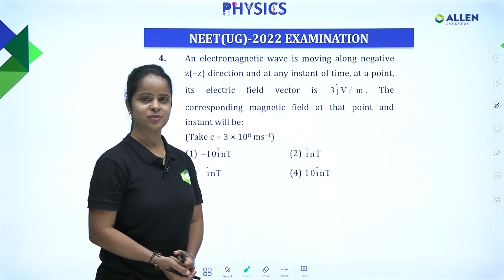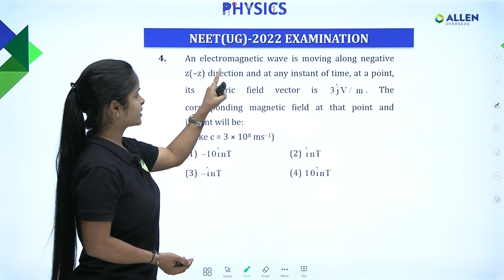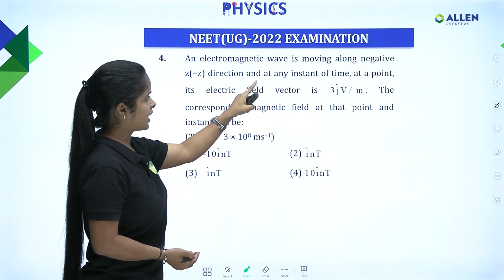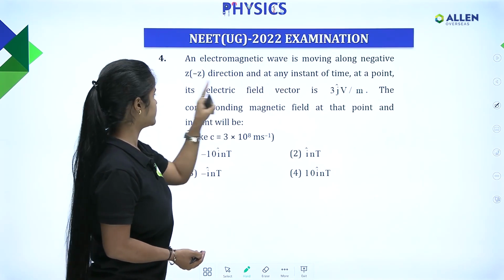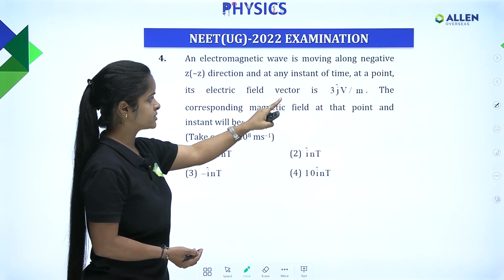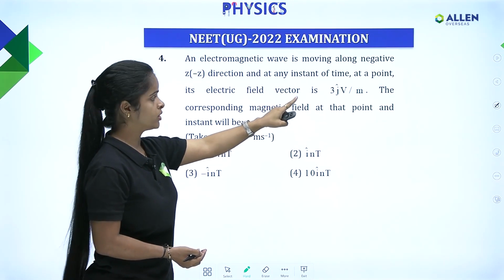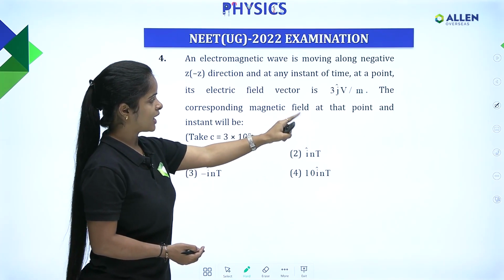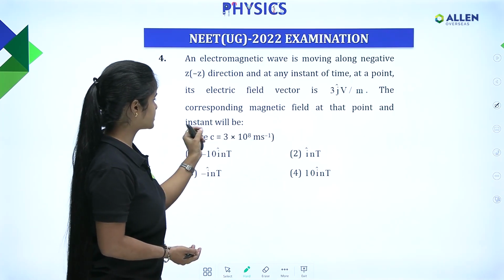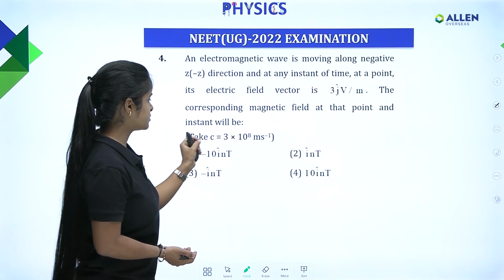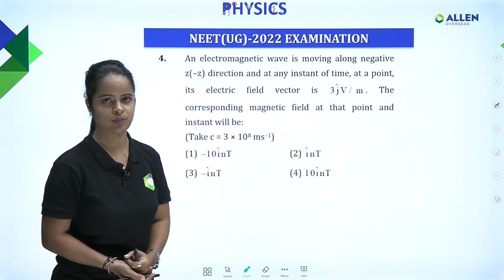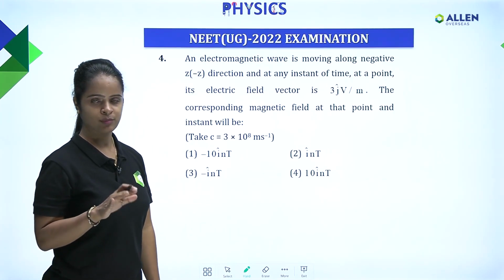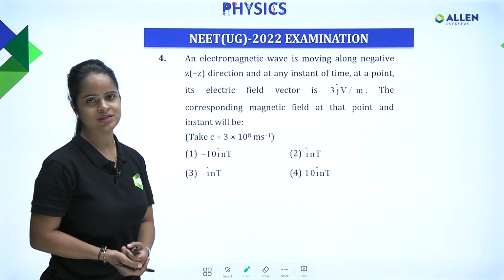Here is question number 4. An electromagnetic wave is moving along negative z direction, and at an instant of time at a point its electric field vector is 3 J cap volt per meter. The corresponding magnetic field at that point and instant will be. Here you have to consider the value of C equal to 3 into 10 to the power 8 meter per second.